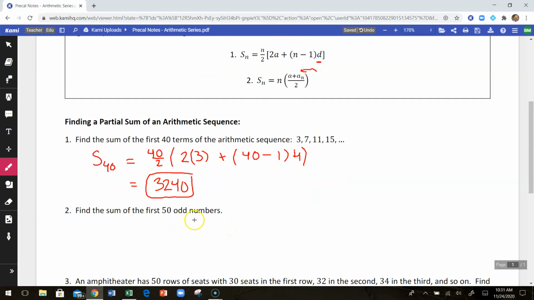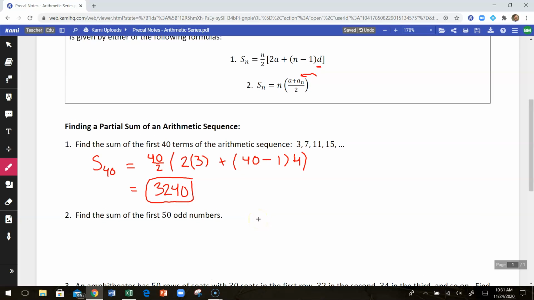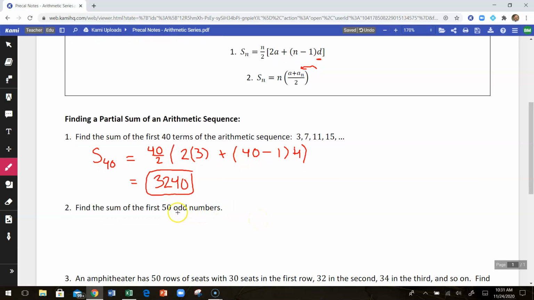Number 2, find the sum of the first 50 odd numbers. You could use either formula for this if you knew what the 50th odd number was. You may have to think about that a little bit to figure out what that would be. You could use the first formula if you know what the common difference is. So what is the difference between one odd number and the next odd number? I think you would probably understand that a little bit more. Some of you may know what the 50th odd number is, and in that case, go ahead and use the second formula. It's a little bit easier if you do know that.